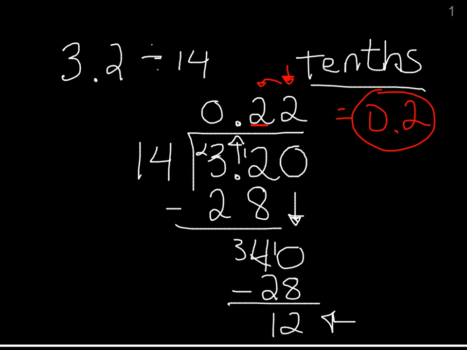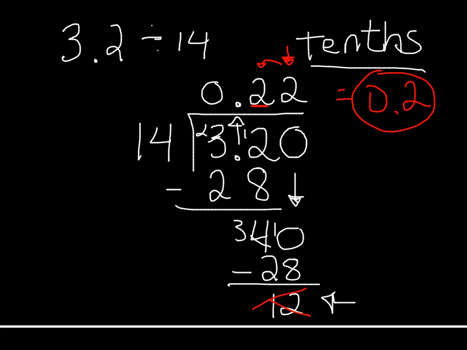And that's it. We've rounded it. It does not matter that we have a remainder. It makes no difference. So that's how you do that. Let me give you another example.